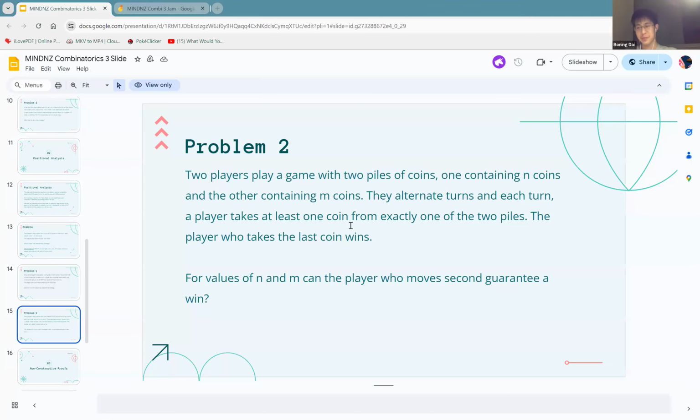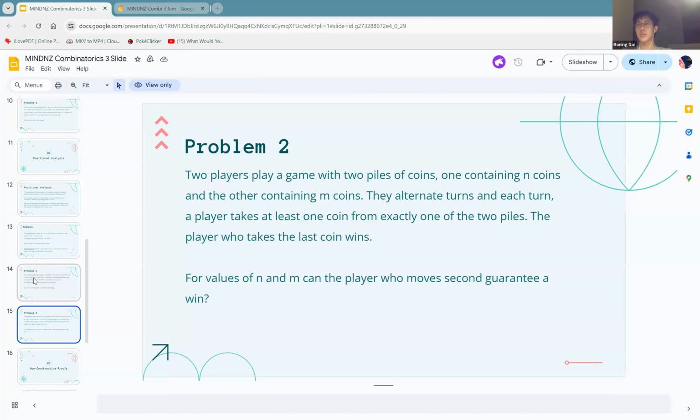So two players play a game with two piles of coins, one containing N coins and the other containing M coins. So these don't have the same number of coins, right? Like maybe 7 and 5 or 100 and 101. They alternate turns, and each turn a player takes a positive number of coins from exactly one of the piles. So you can take 5 coins from one pile, or maybe one coin from another pile, but you can't take 2 coins from one pile and one coin from the other pile in the same move.